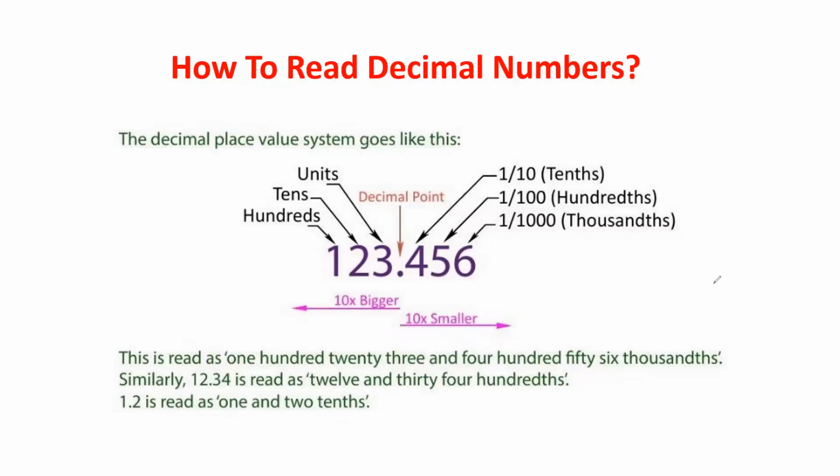Everyone. In today's video, we will learn how to read and how to write decimal numbers. Now we know that in a decimal number, we have three parts. One is the whole number part, which is before the decimal point. Here we have the decimal point. And then one part is the fractional part, which is after the decimal point.